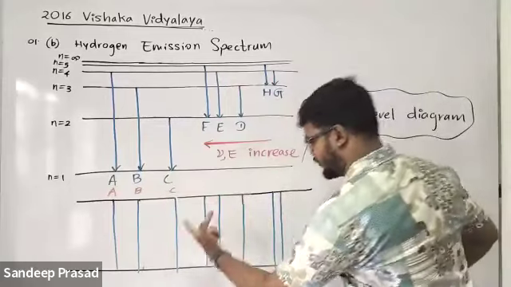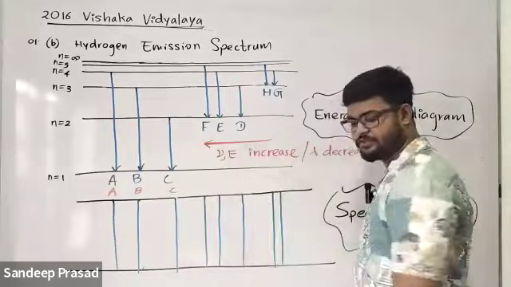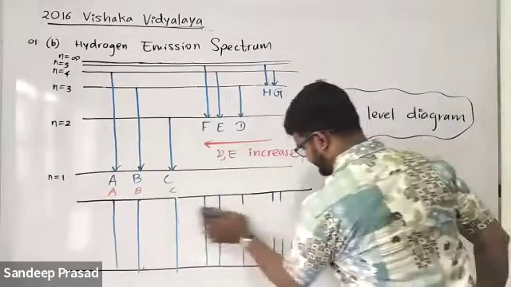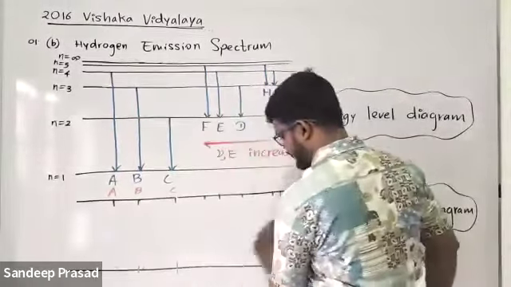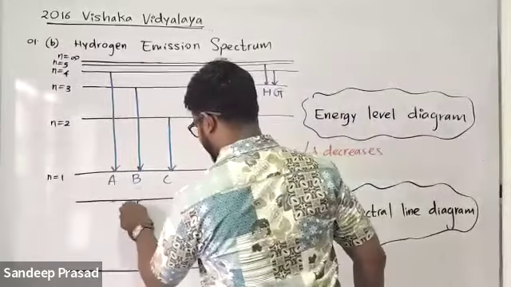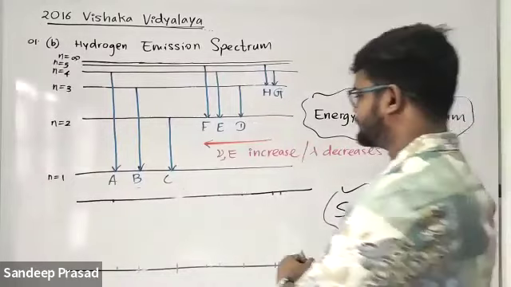That means you have to draw the mirror image of this one. Your spectral line diagram should be like this. Look at this one. So we have to be very careful when we are drawing the spectral line diagram. It's okay. Now look at this one.